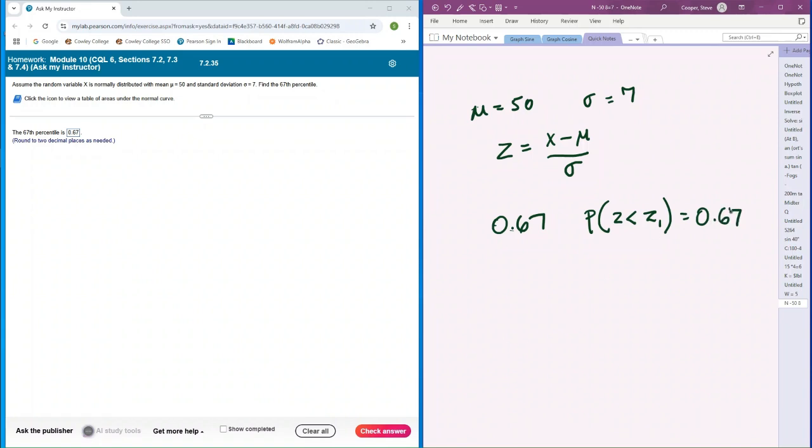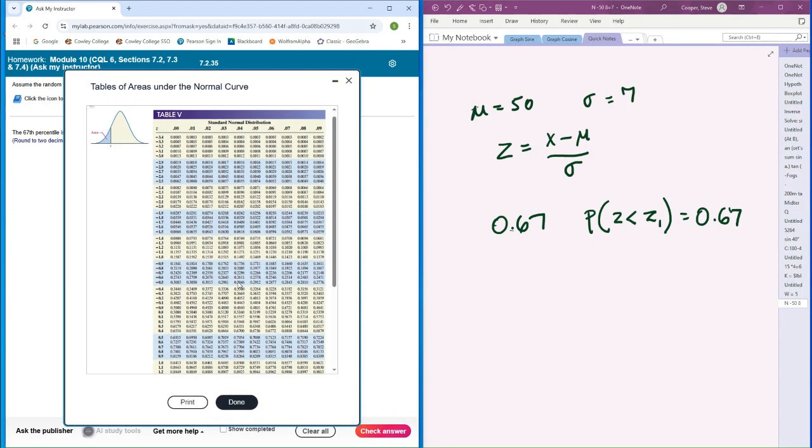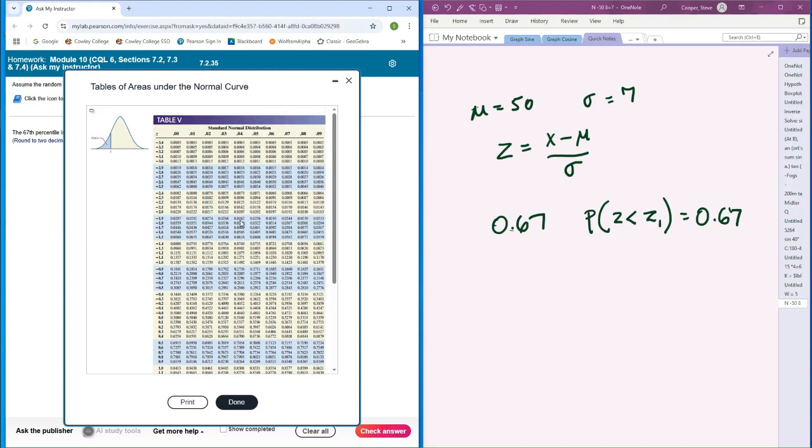Okay, so if we go look for the closest thing we can find to 0.67 in this table that they're providing us. So I'm looking at the areas to the left here. And 0.67, where are you? Here's 0.6772. There's exactly 0.67. That doesn't happen very often, but if I look at the z-score, it's 0.4, and up here for the second place, 0.44. Okay, so what we've discovered is that the z-value that represents the 67th percentile is 0.44 because its probability is equal to 0.67.